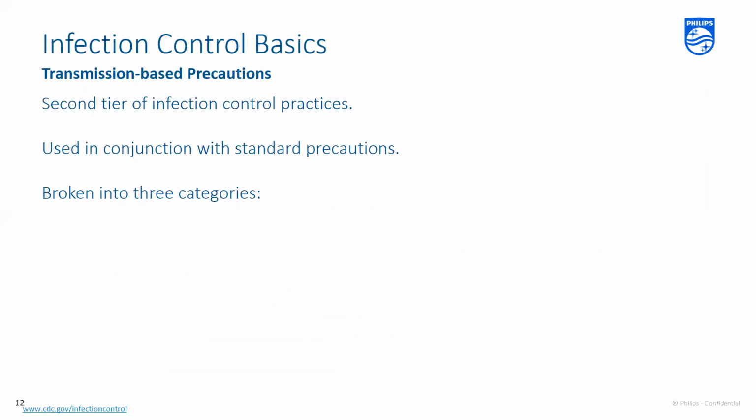The second tier of infection control practices beyond standard precautions is transmission-based precautions. These are used in conjunction with the standard precautions and are broken into three distinct categories: contact, droplet, and airborne. We'll discuss each of these individually, starting with contact precautions.